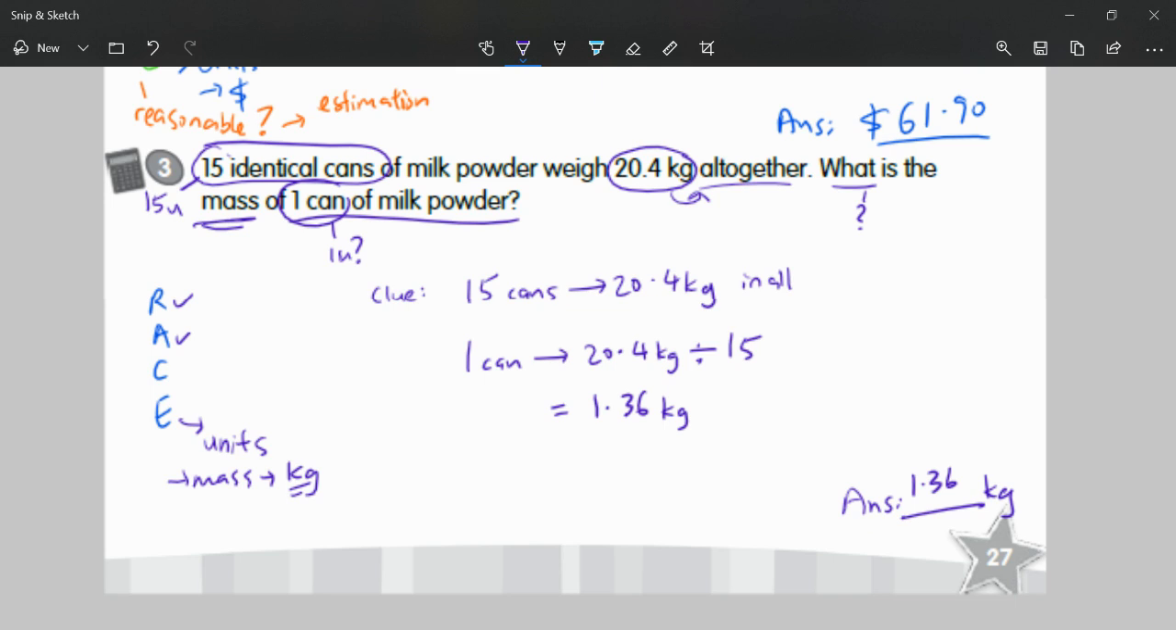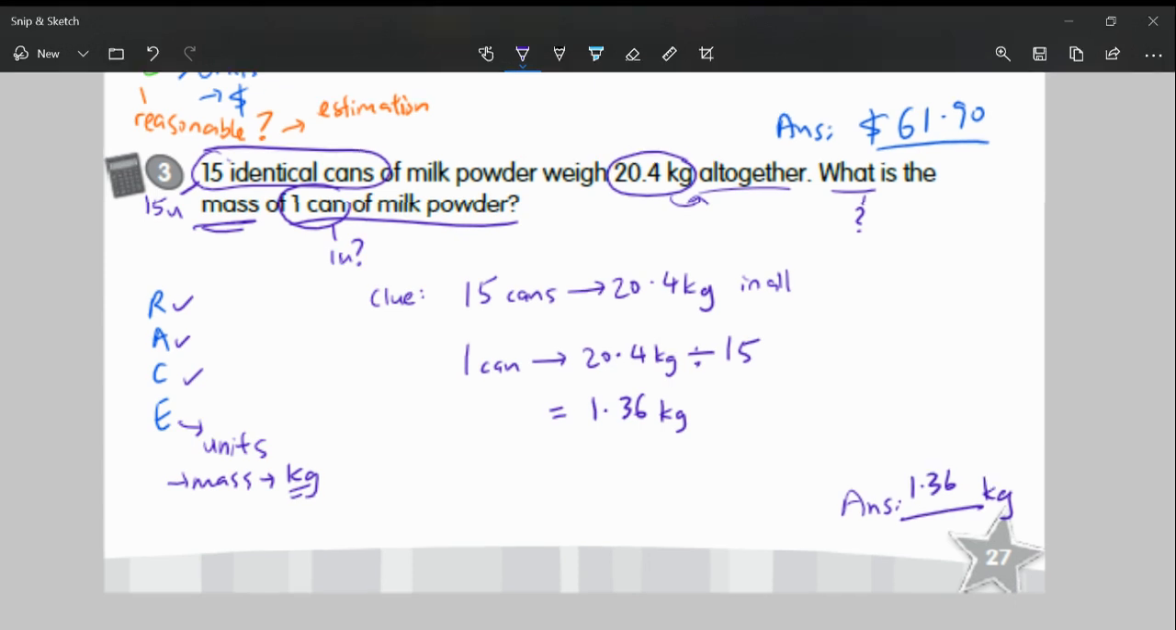Okay, so I chose my clue, writing down in a way like it looks a bit like weight. Remember the arrow symbol that I use? Okay, again, I can check the reasonableness and units. Okay, 15 identical cans. Okay, I'll stop here. So that's this level 1 questions, page 27.